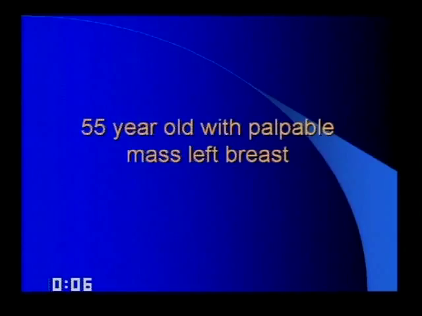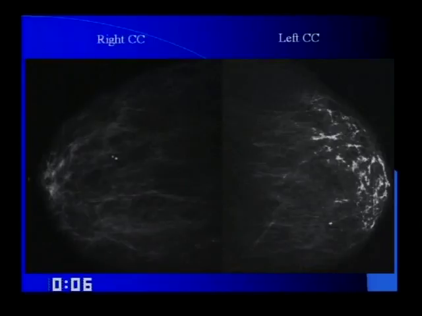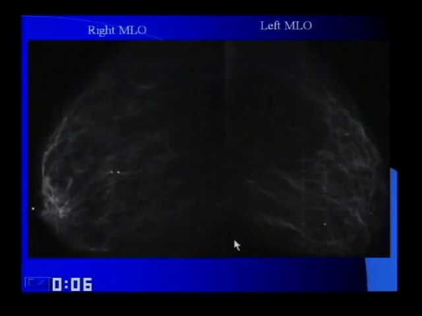Okay, this is a 55-year-old. She's presenting with a palpable mass in the left breast. Okay, so CC views of both breasts, and we have dense, scattered, coarse linear-type calcifications. Okay, this is all an artifact. Okay. Here's the MLOs. Okay, so that artifact has disappeared.